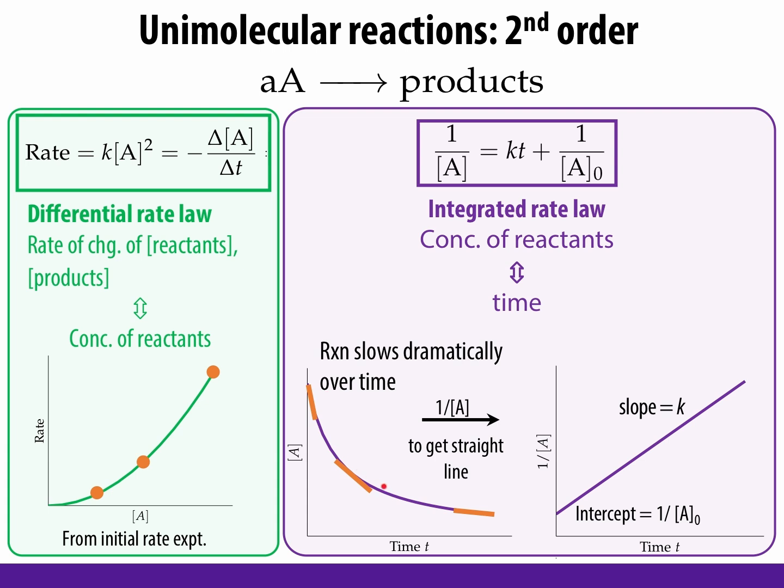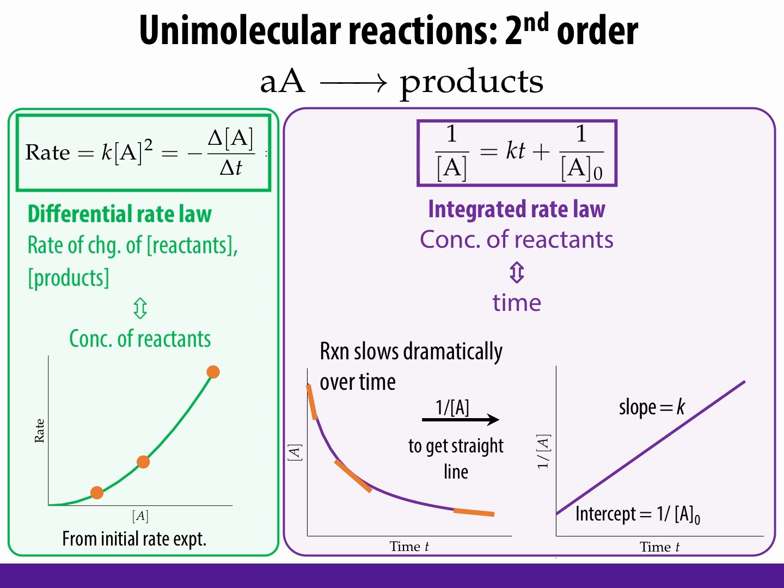Now, since this is nonlinear, what's the graph that's going to give us a straight line? Well, since it's 1 over A here, if we plot 1 over A on the y-axis, we're going to get a straight line with the slope of k, because we can see that k is in that slope position, and we can see that the y-intercept is going to be 1 over A naught. So that's the y-intercept on this graph, and that's how you can recognize a second order reaction.